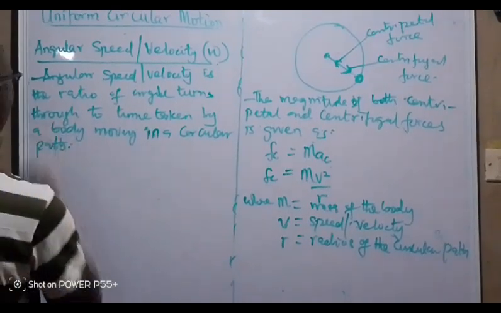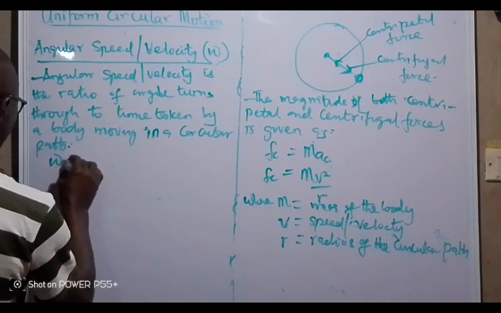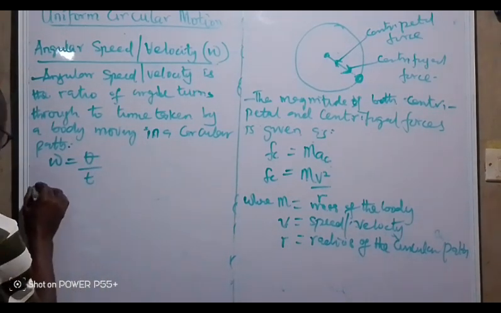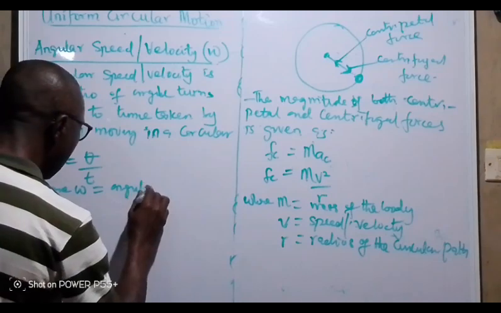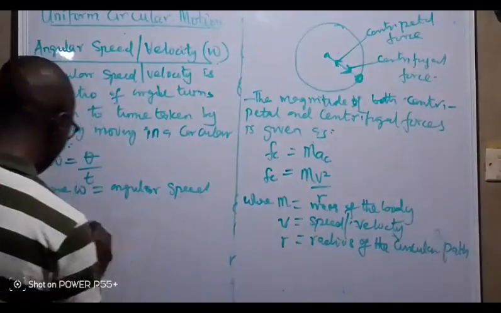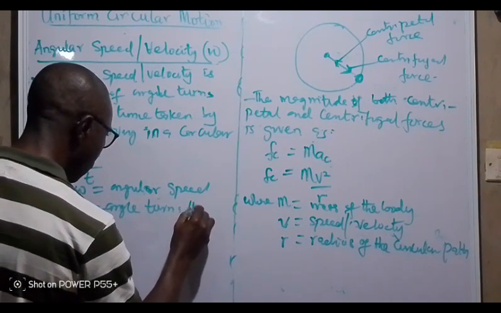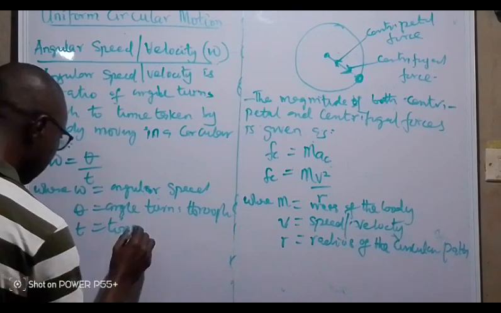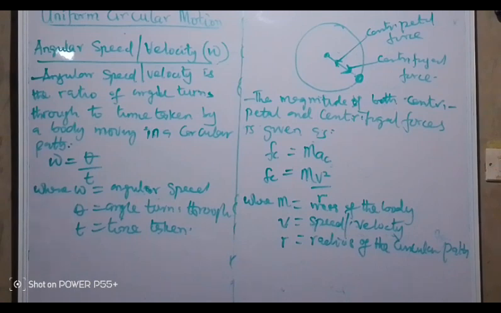That is, from the definition, we can now say omega, which is the angular speed or velocity, is equal to theta over t, where omega is equal to angular speed or velocity, theta is the angle turned through, and t is the time taken by the body to cover a certain distance.